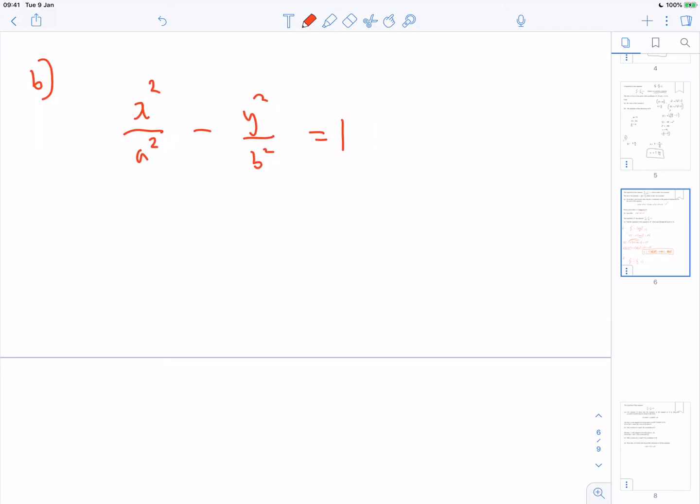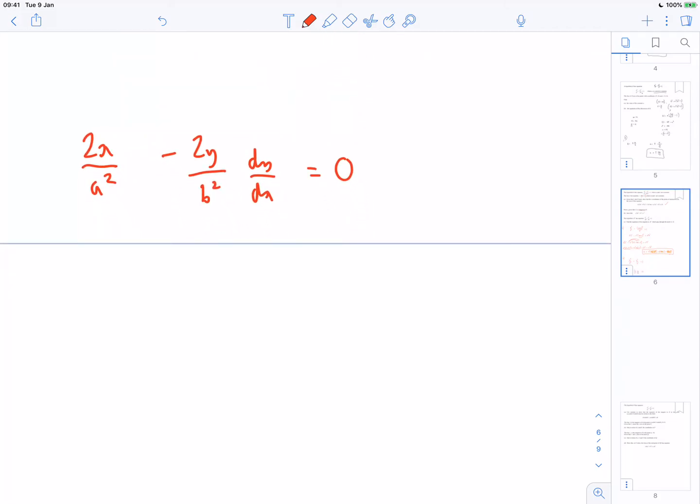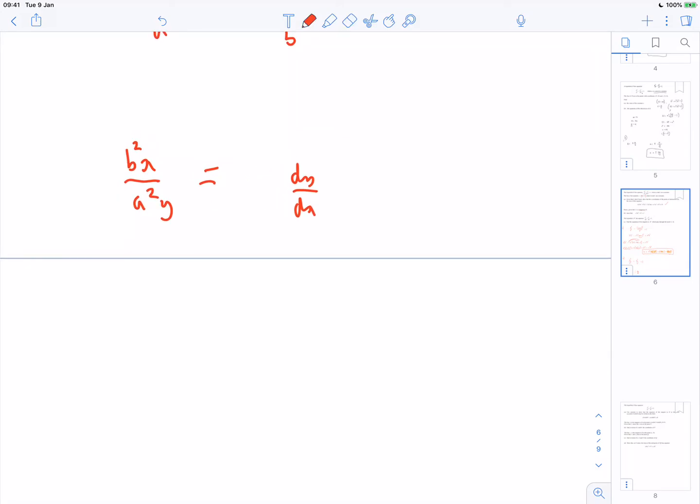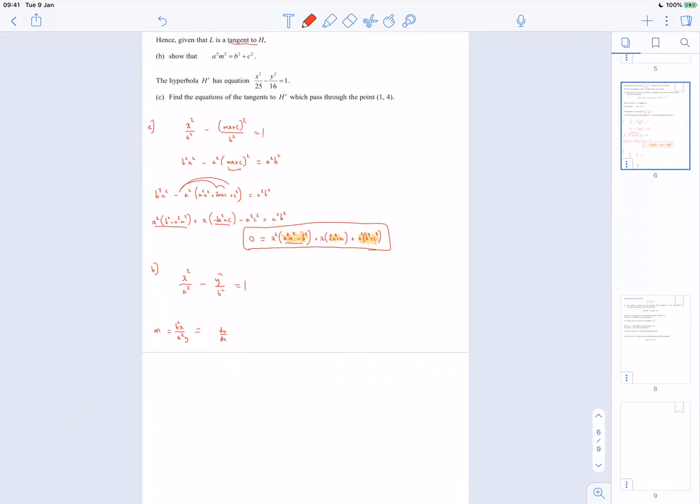So x squared over a squared will differentiate to 2x over a squared, minus y squared over b squared by implicit differentiation becomes 2y over b squared times dy by dx, and 1 differentiates to nothing. If I move this term over, essentially I've got 2x over a squared equals to that. I can divide by 2 to get this. I can times by b squared and divide by y to get dy by dx equals to this. And I'm saying that our m is this value, for our specific thing.